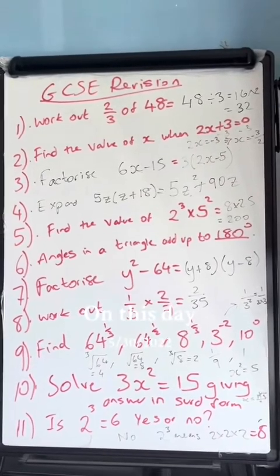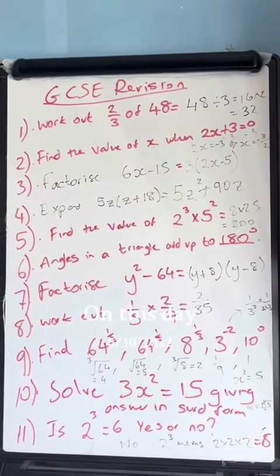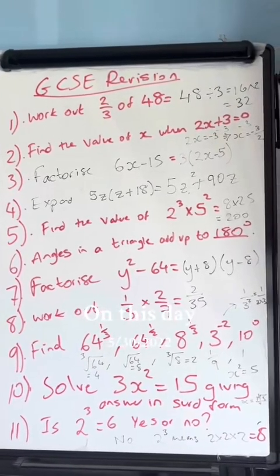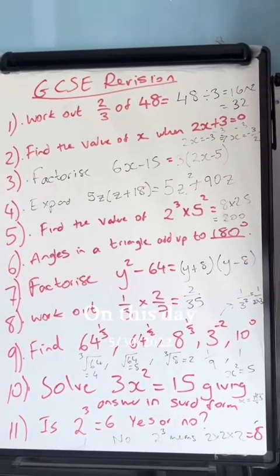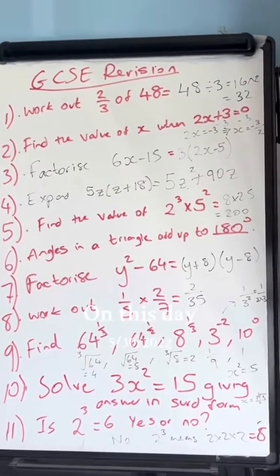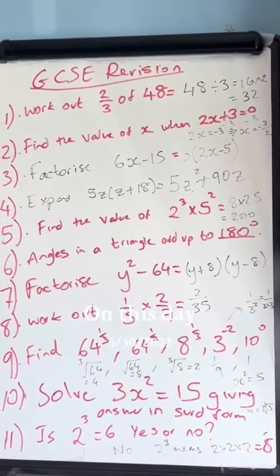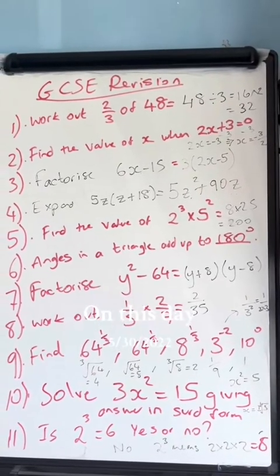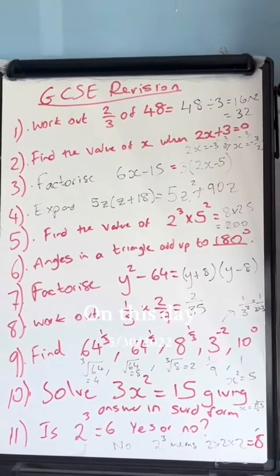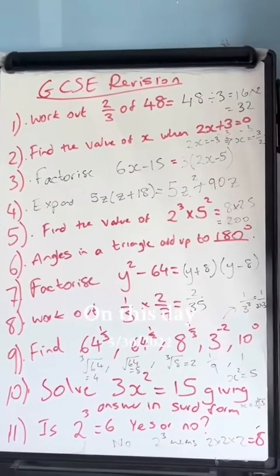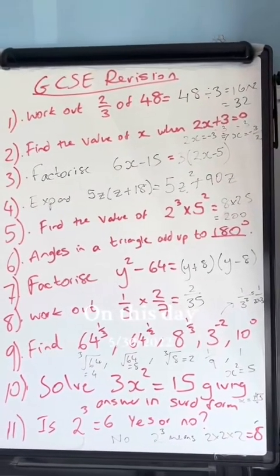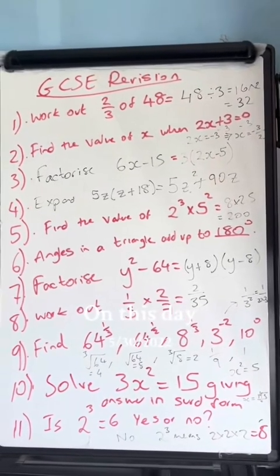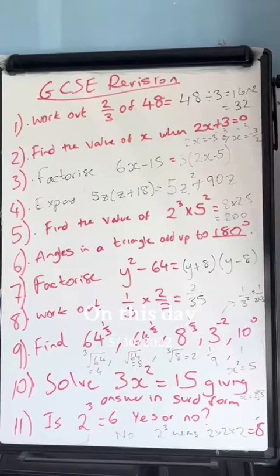This is question number 5, guys. Find the value of 2 cubed times 5 squared. Well, 2 cubed means 2 times 2 times 2, which is 8. 5 squared means 5 times 5, which is 25. So 8 multiplied by 25. Well, 4 times 25 is 100. So double that, because times it by 8 is the same as times it by 4, then times it by 2. So I get 200.